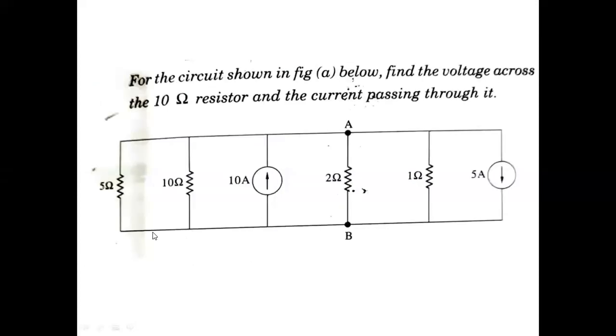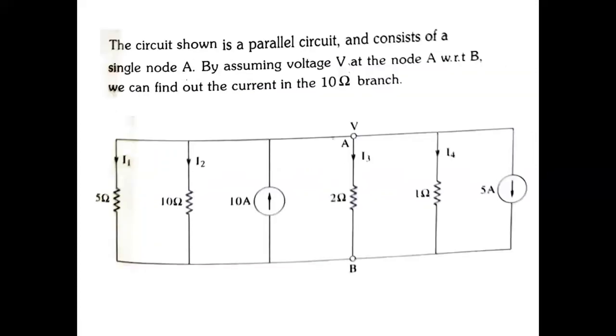For the given circuit, find the voltage across the 10 ohms resistor and the current passing through it. So assume the voltage at node A with respect to B is V. With this, you can find the current in the 10 ohms resistor.